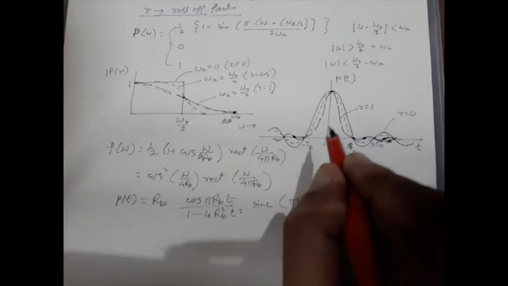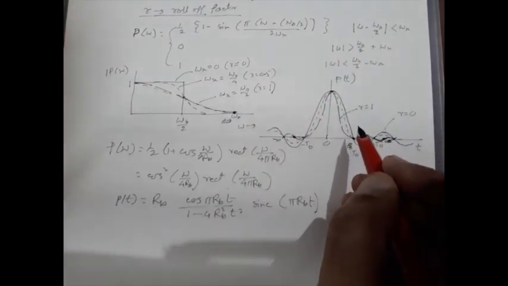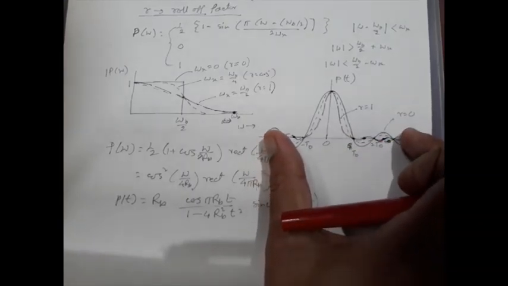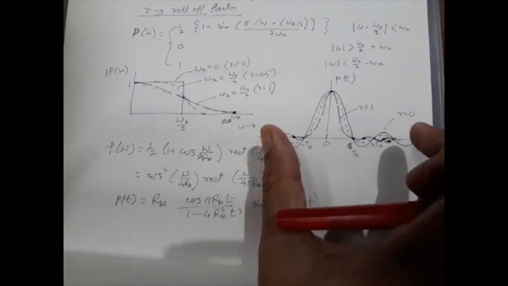And not only that, the basic problem of the sinc pulse was that it was not realizable, but this one is realizable because it has a finite time duration. It is not an infinite time duration pulse, it is a finite time duration pulse. So these are the properties of the raised cosine pulse.